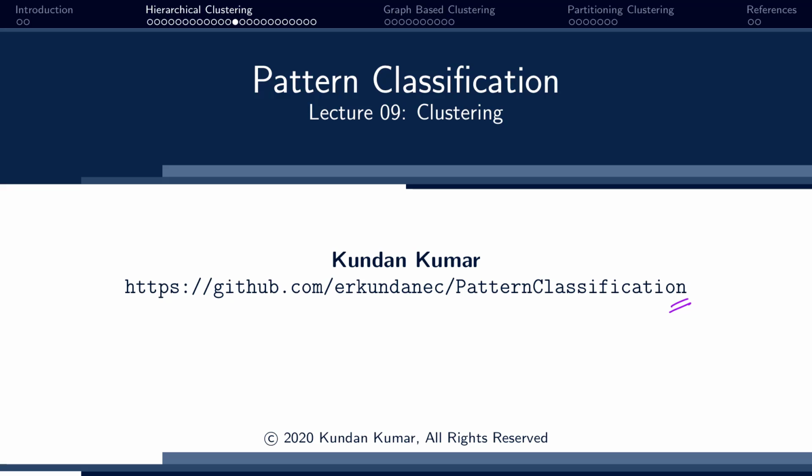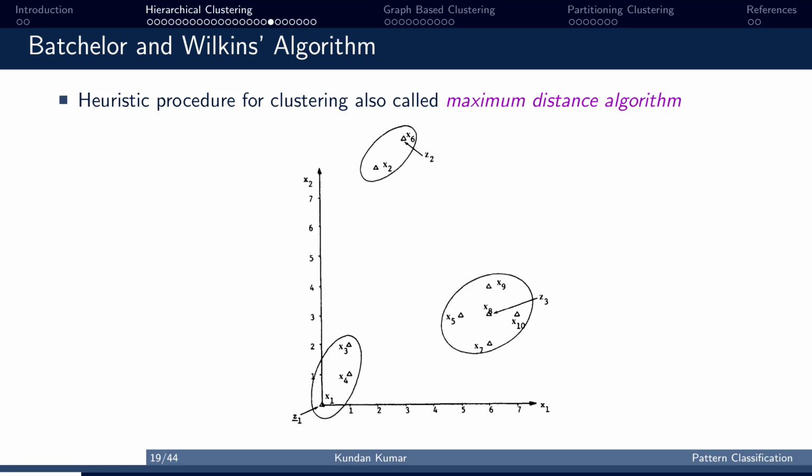So in the last lecture, we were studying the clustering techniques and we have seen the different types of clustering technique. Now we will be discussing Batchelor and Wilkins algorithm. This algorithm is basically a heuristic procedure for clustering, which is also called the maximum distance algorithm. As this is a heuristic approach, it will not ensure that the clusters we get will be our optimal solution. It totally depends on the initial choice of the cluster center.